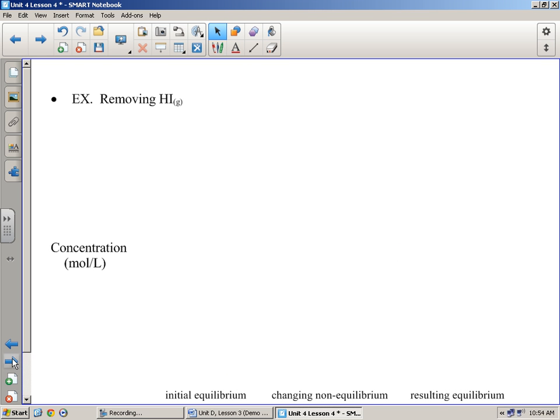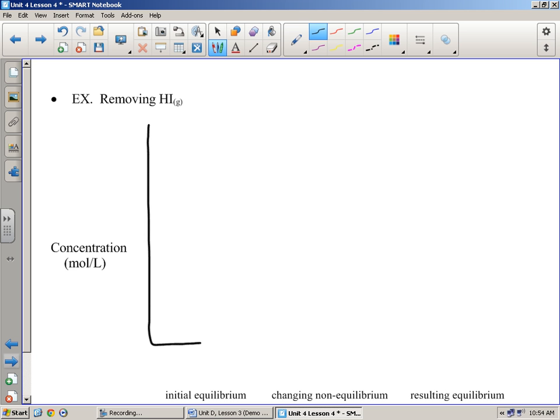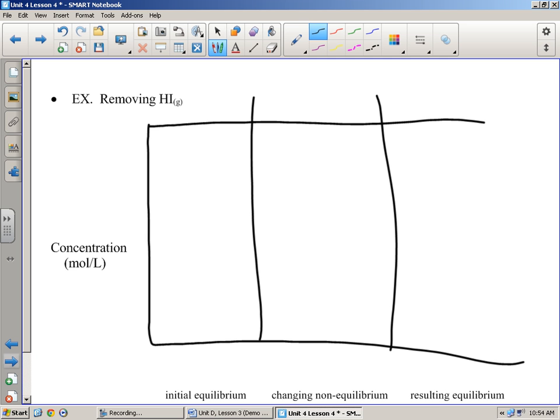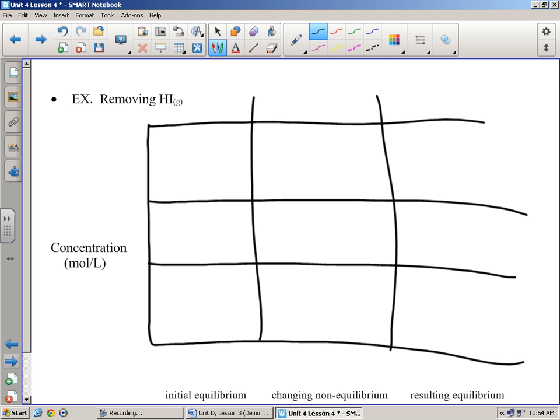And then let's take a look at what happens if I take out HI. So if I take out some HI. So let's do another graph here. Once again, just bear with me for a second. Okay, so I'm going to take out HI. What's going to happen? Well, I'm going to remove some of it. So if I remove some HI, the first thing that's going to happen is, if I start right there, for example, this is my HI equilibrium, it's going to decrease in concentration very rapidly. I'm going to take out a chunk of HI.